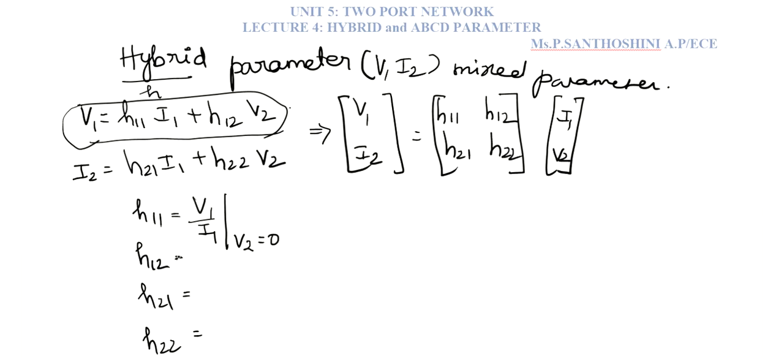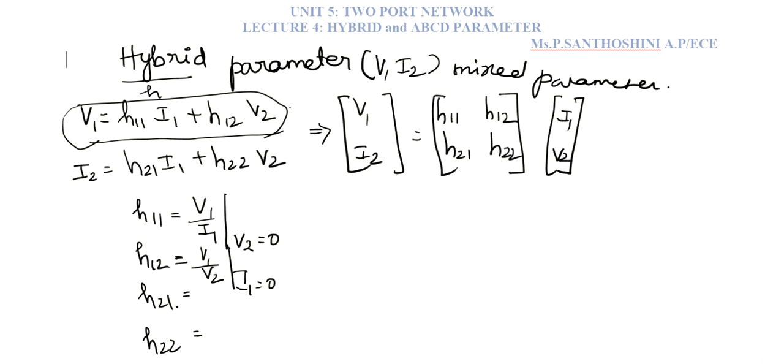Now tell me for H12. H12 is involved in equation number 1. So the expression will be V1, that is the left hand side, divided by the partner of H12, V2. Here V1 and V2 are involved, I1 is not involved, so I1 will be equal to 0.